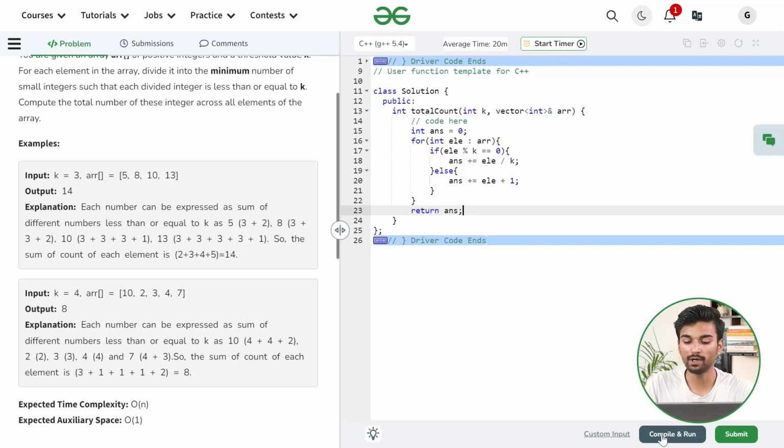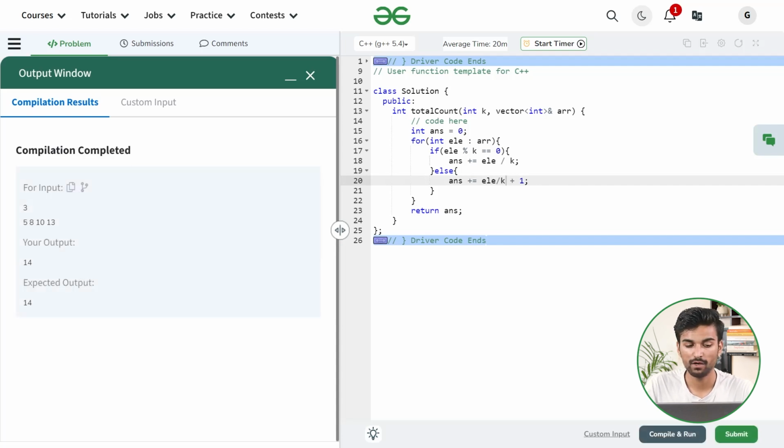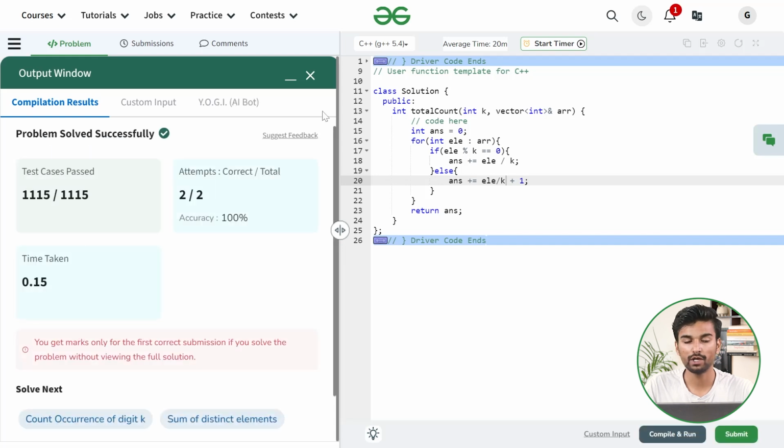Okay, let's try to compile and run this. It is giving some error. Okay, so at line 20 I have to divide this by k, right? Now let's try to compile again. Okay, so yeah, it's passing for the visible test cases. Now let's try to submit. Okay, so it is also passing for the hidden test cases, right?